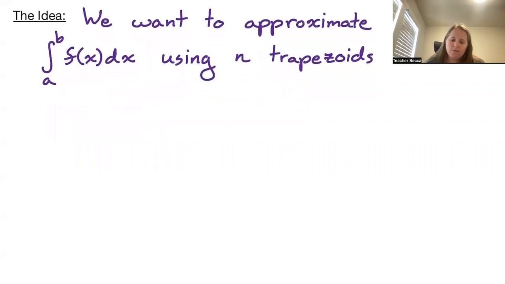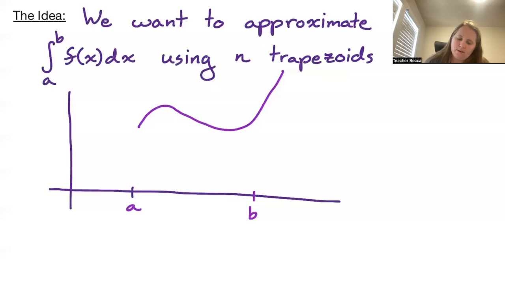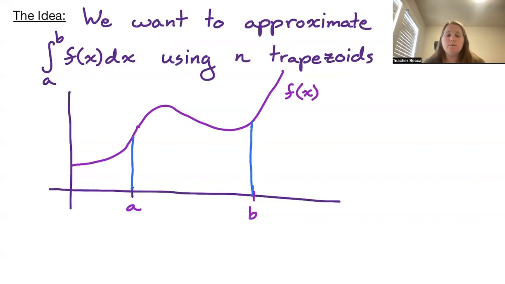So if we draw a picture, here's my A and B. Here's my function f of x. And then we're trying to approximate the area under the curve between A and B. So we divide into n intervals.